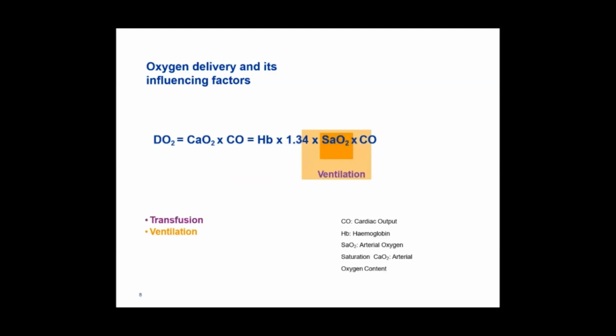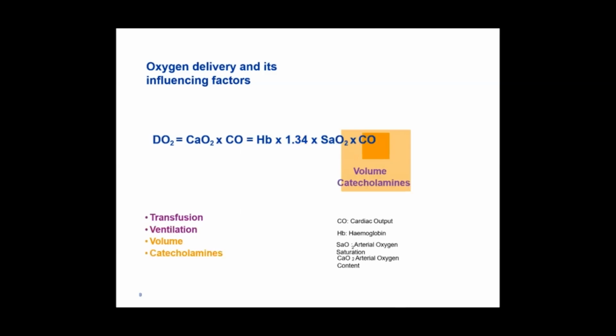Then we have the variable of saturation, which we influence by use of ventilation and the fraction of inspired oxygen, etc. And the third variable, which is still under our control, which we can influence to improve the oxygen delivery, is the cardiac output, which is a function of the volume and the catecholamines. So we try to optimize that.